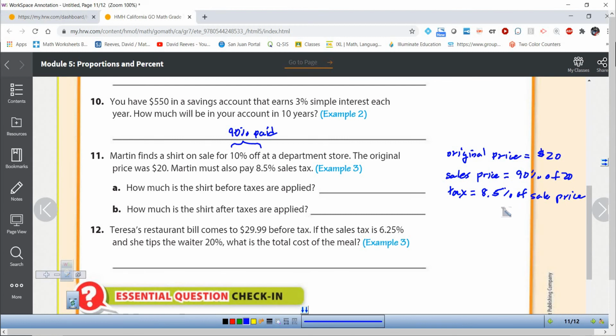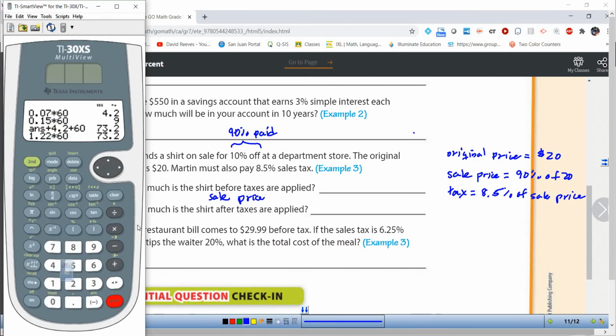Now, usually you apply the tax to the sale price. We have some tricky things with the law in California. Sometimes they are required to have you pay tax on the original price. But the way we're going to do it, we're going to be paying tax on the sale price. So how much was the shirt before taxes are applied? That is going to be right here, the sale price. I'm going to take that S off because that S is really bothering me. Sale price.